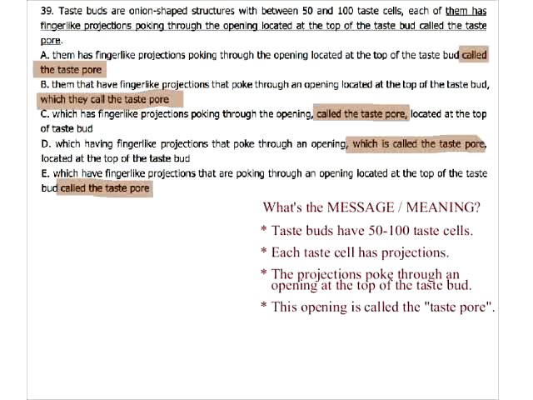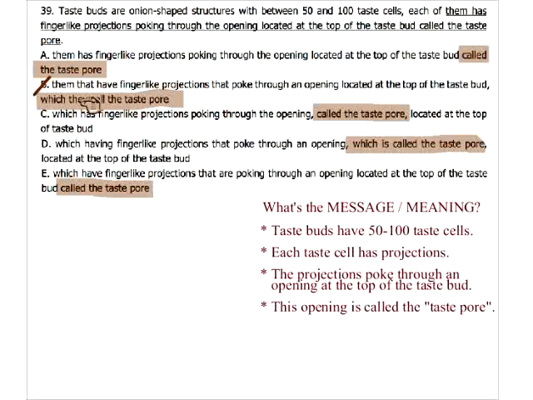So I think we are clear on the fact that B is bad. I don't think anybody picked B. There's no "they." I mean, that's the first problem there. And then also it seems to be talking about the taste bud, which would refer to the taste bud or to the top of the taste bud. And then there's also no "they." We have no idea who "they" is.